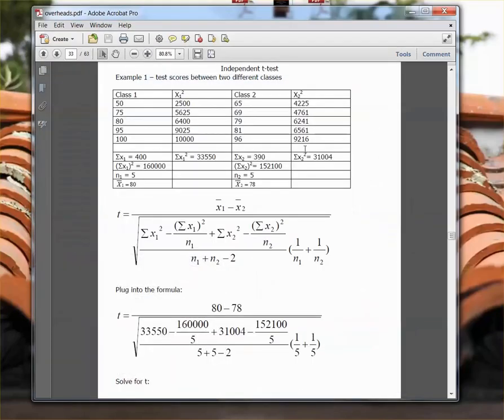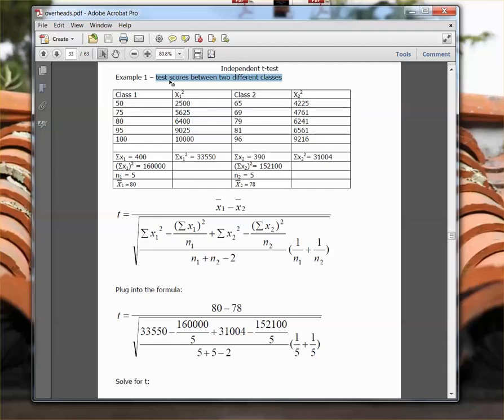So let's consider that scenario. In this example, it's very simple. Two groups, different classes. We have test scores from those two different classes, and we want to know, do the test scores differ between these two different classes?